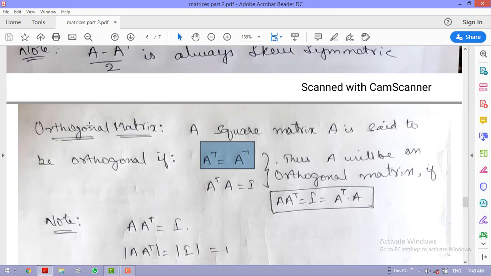Now for the orthogonal matrix, if A transpose is equal to A inverse, then you can shift this A inverse to the left hand side. Then A transpose into A will always be equal to an identity matrix. Thus A will be an orthogonal matrix if A into A transpose is equal to I, which is equal to A transpose into A.